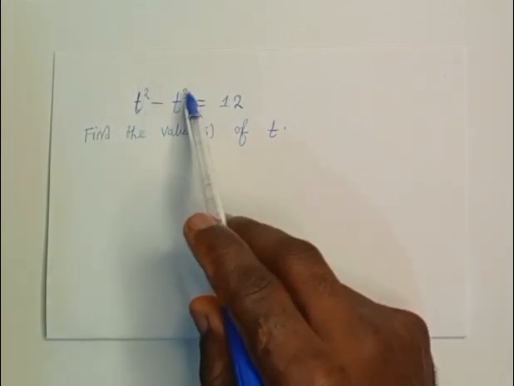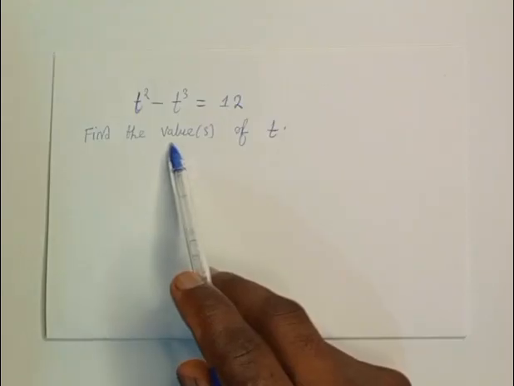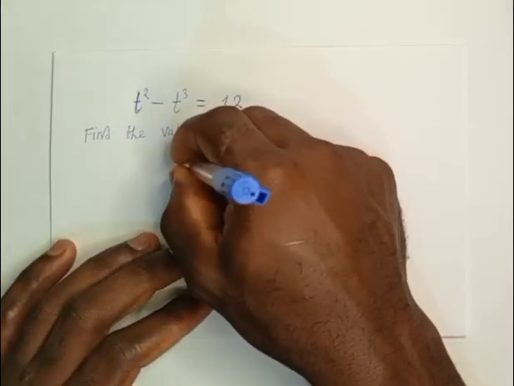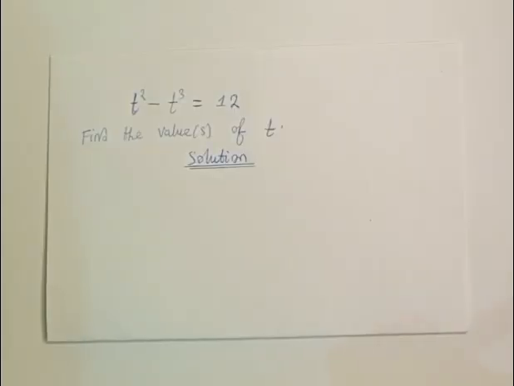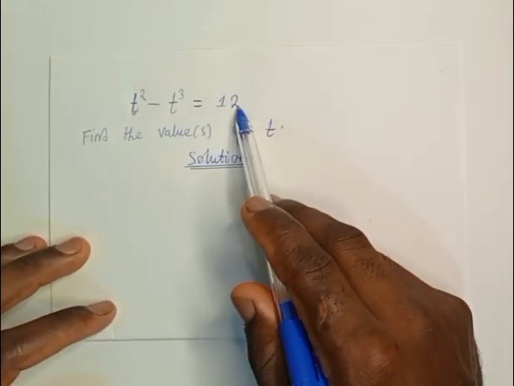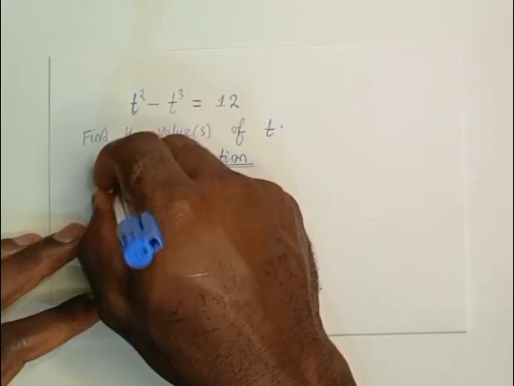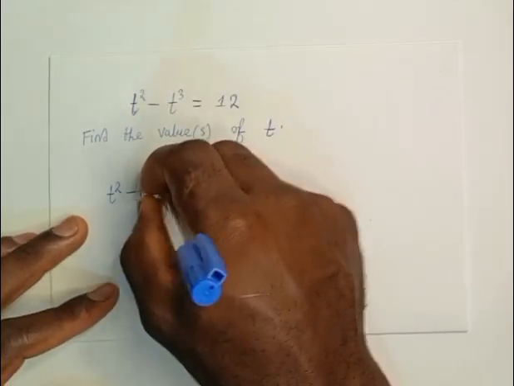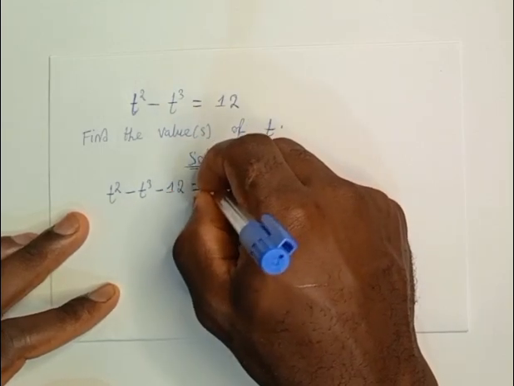t squared minus t cubed is equal to 12. Find the value or values of t. First thing, we are going to start by transferring 12 to the left hand side. This will give us t squared minus t cubed minus 12 is equal to 0.